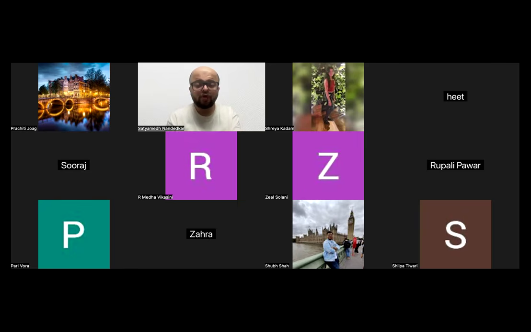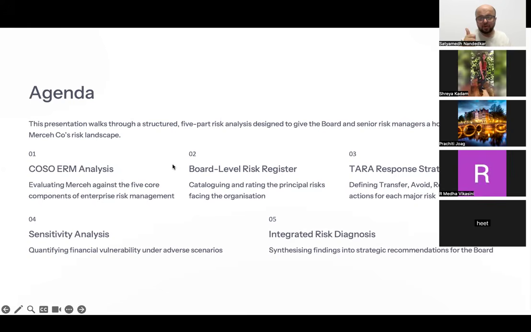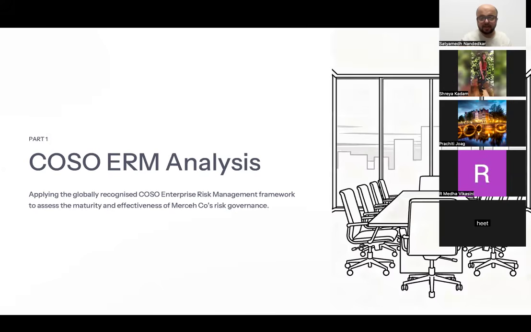Okay. Now let's move on to an important aspect, which is the risk management part. Okay. We look at the COSO ERM framework, we look at a risk register, then the TARA response matrix and financial sensitivity analysis. Okay. Now, when it comes to risk management, see, you take up any paper at P level, at least three papers where it is very clear. One is AFM, one is AAA, one is SBL. All the three papers have a question section dedicated solely to risk. Here there is COSO ERM, there is board level risk register, TARA response, sensitivity and integrated risk diagnosis.